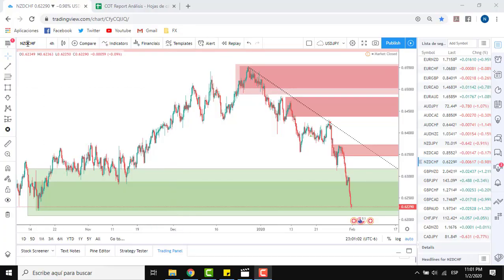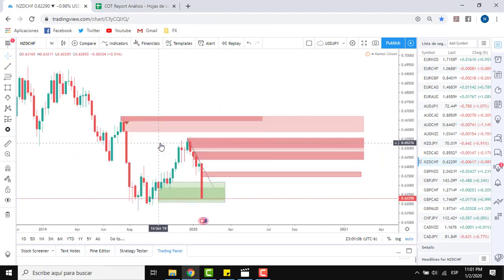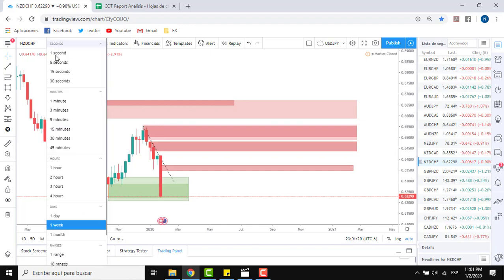Number 3, NZDCHF. And what do I see in the NZDCHF? First, we have this demand zone. The imbalance is not that good, but it's still imbalance, so there might be more buy orders to fill here, because this is a fresh demand zone.